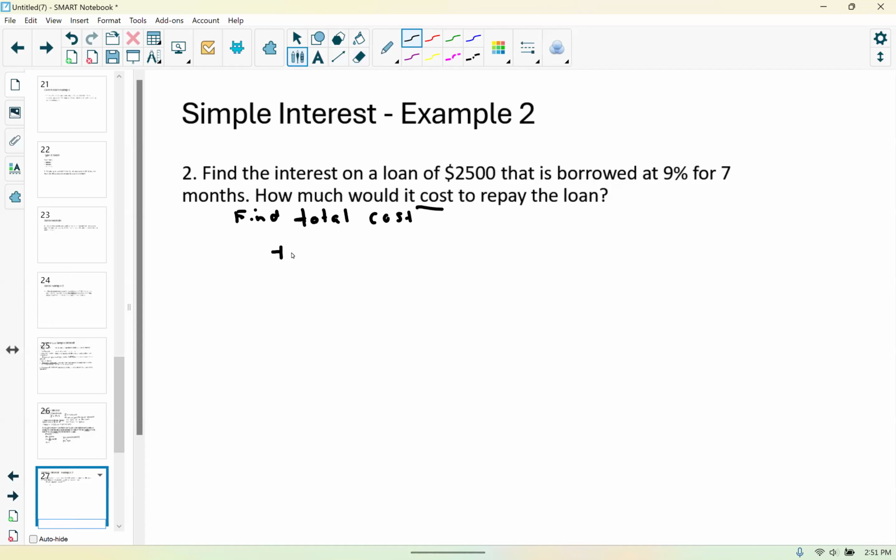So again, the total cost is the interest plus the principal, but I first have to find the interest. So anytime to find the interest, I use the formula PRT. That's what I have to do first. So let's identify what we have.